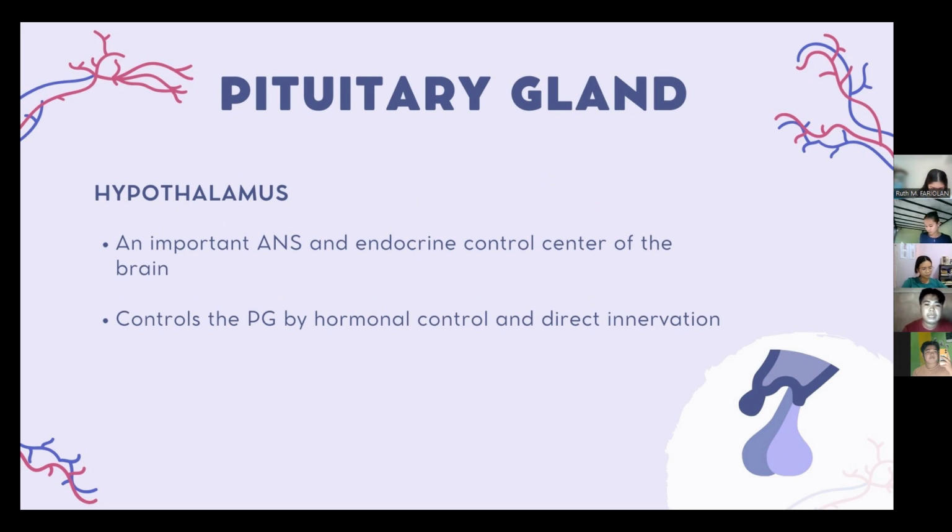Hypothalamus, an important ANS, or autonomic nervous system, and endocrine control center of the brain. It acts as your body's smart control coordinating center. Its main function is to keep your body in a stable state called homeostasis. Then the hypothalamus controls the pituitary gland by hormonal control and direct innervation. The pituitary gland is connected to the hypothalamus through a stalk of blood vessels and nerves, the pituitary stalk.